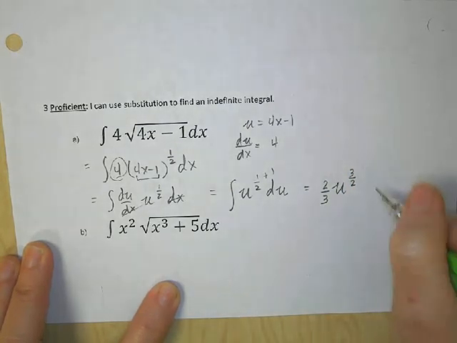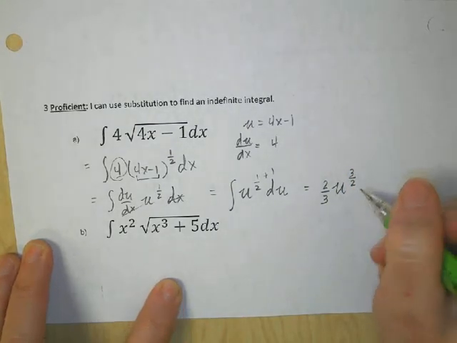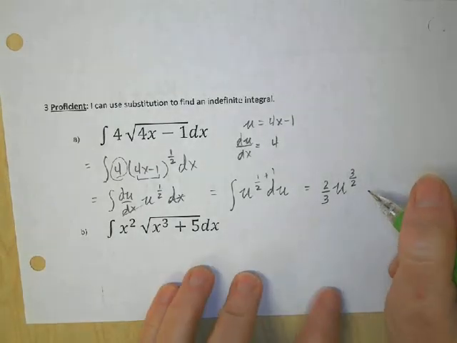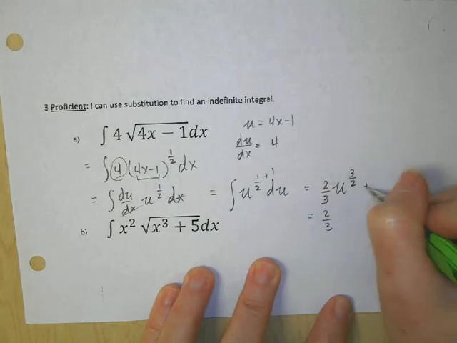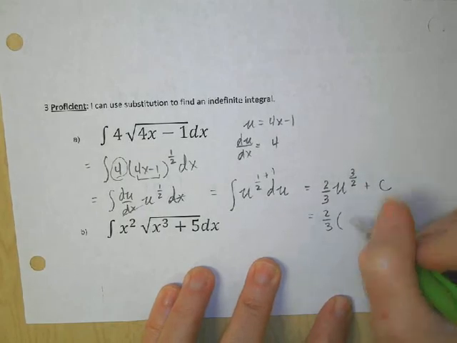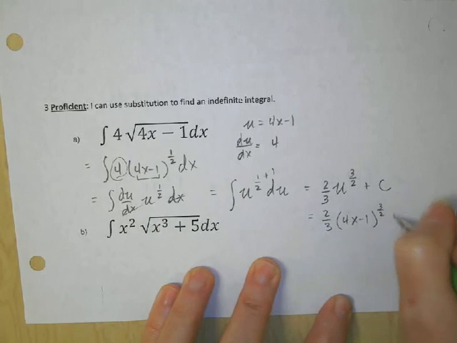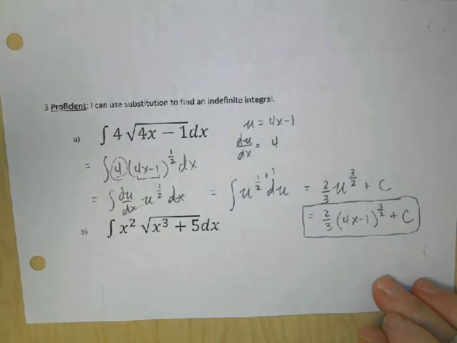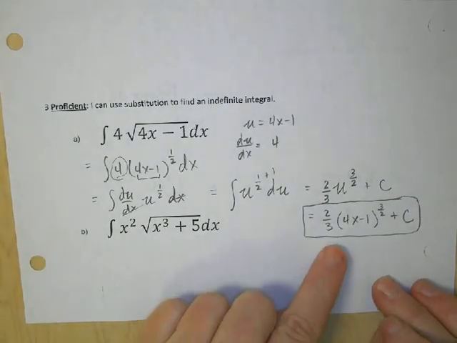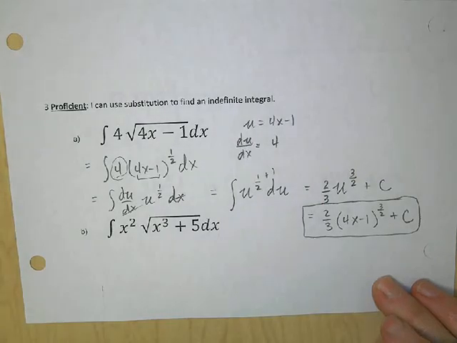And that would be plus c, but I'm going to go ahead and substitute now in for my u. So I have 2/3, my u is 4x minus 1 to the 3/2, plus c. It's an indefinite integral, so I need to have my plus c. Okay, let me make sure I wrote that correctly. Yeah, looking good. Okay, next one.